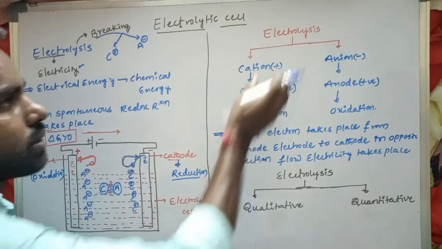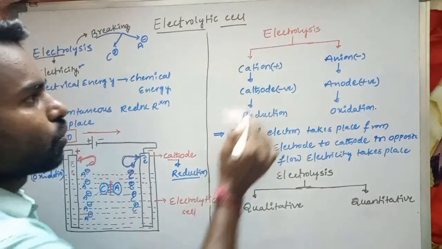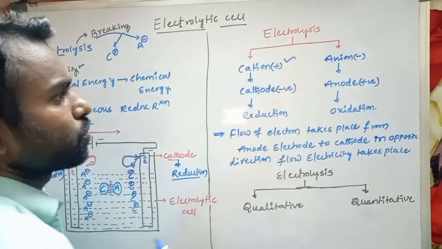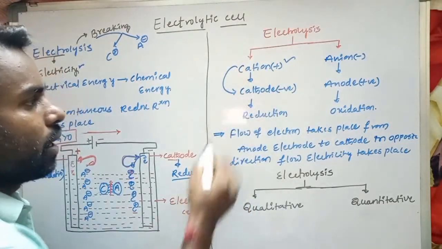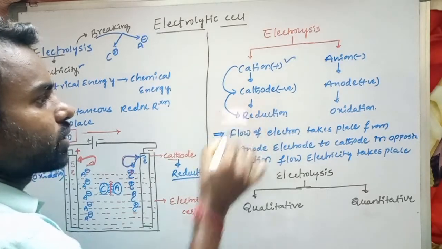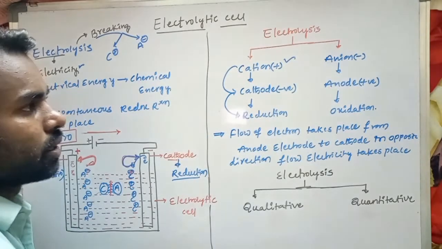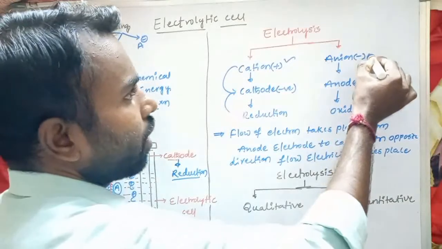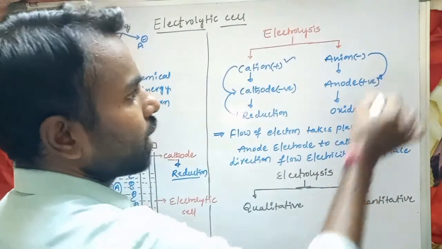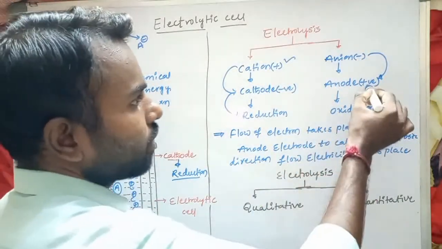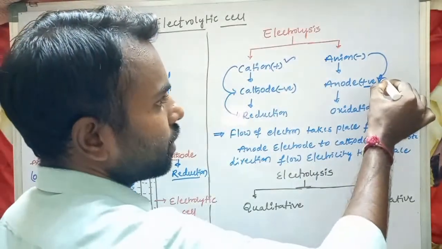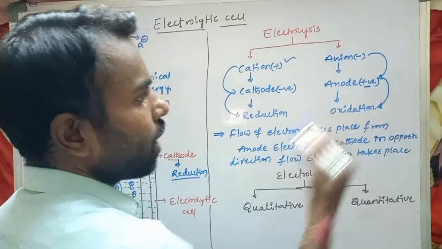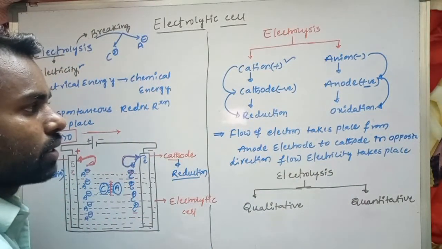For example, this is the electrolysis. So the cation has a positive charge and it will migrate towards the cathode electrode side. On the cathode electrode, the reduction process will take place. Next, here the anion will migrate towards the anode electrode side, and the charge of the anode electrode is positive, and at this anode electrode, the oxidation process will take place.